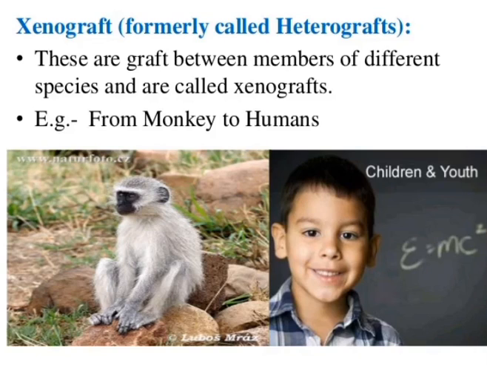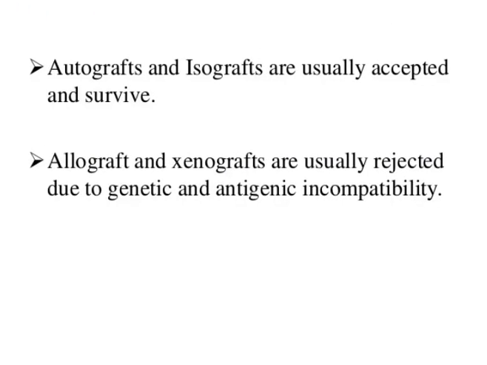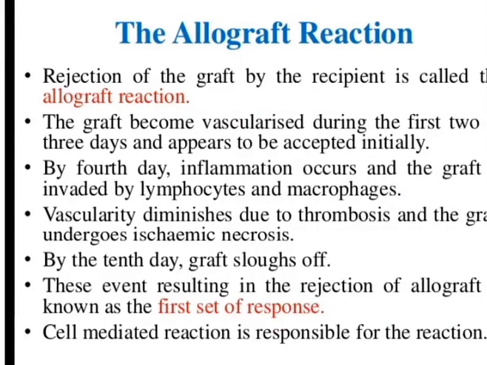Xenograft, formerly called heterograft: these are grafts between members of different species and are called xenografts. Example, from monkey to humans. Autograft and isograft are usually accepted and survive. The allograft and the xenograft are usually rejected due to genetic and antigenic incompatibility.